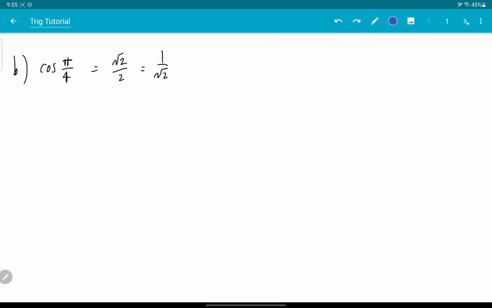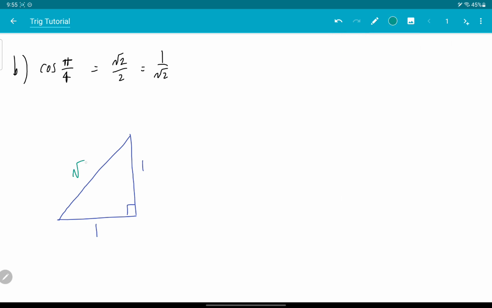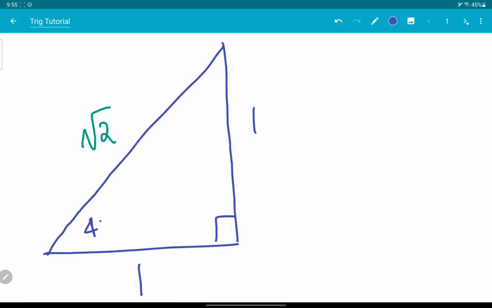Cos pi over 4. Now this is a different triangle where I start with 1 and 1, so 1, 1. Hypotenuse goes like so. Right angle, Pythagoras gives me root 2 here. So I think you'll agree this is a 45-degree angle, but calculus is in radians, so we go pi over 4.